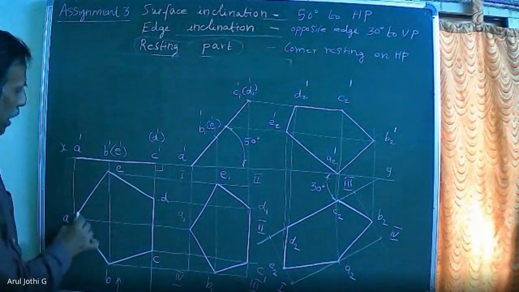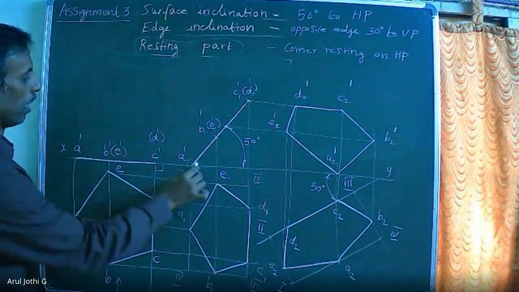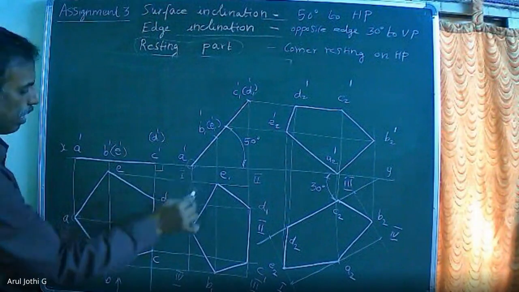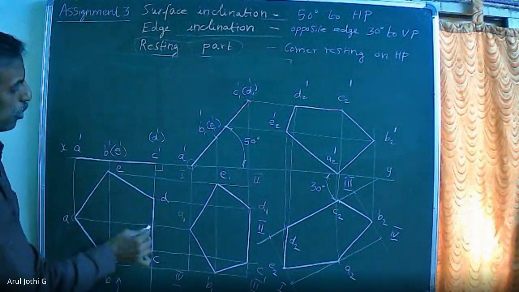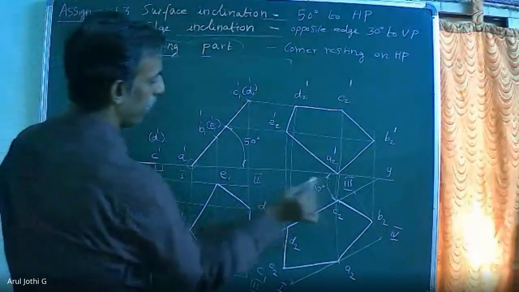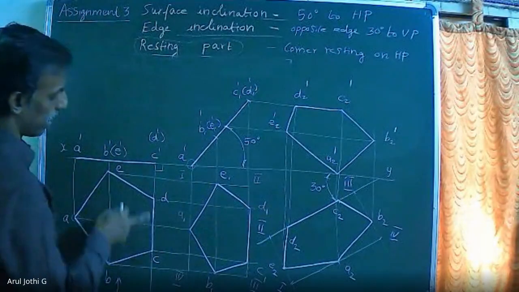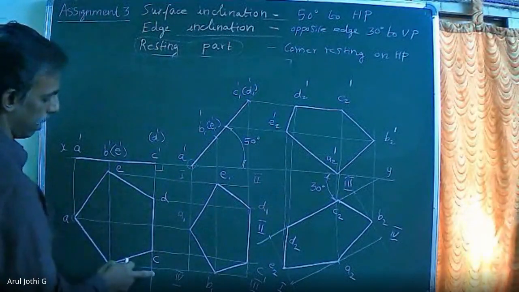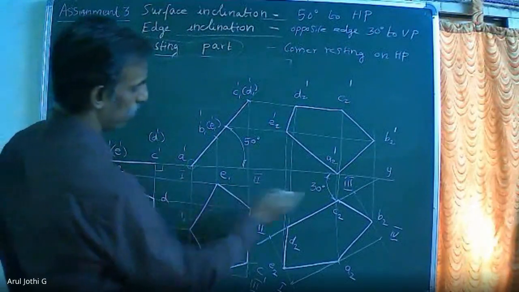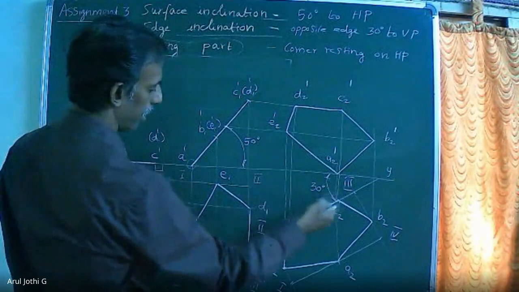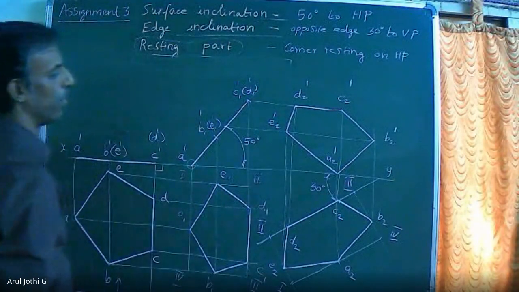Resting corner is the A. Corner A1, A dash, resting on XY line, HP. Now, the CD should be inclined 30 degree to VP in the final diagram. This is the opposite edge available. To make the edge CD inclined to VP, you have to transfer this 3, 2 in the final diagram. So that this C1, D1 will be inclined 30 degree to VP.